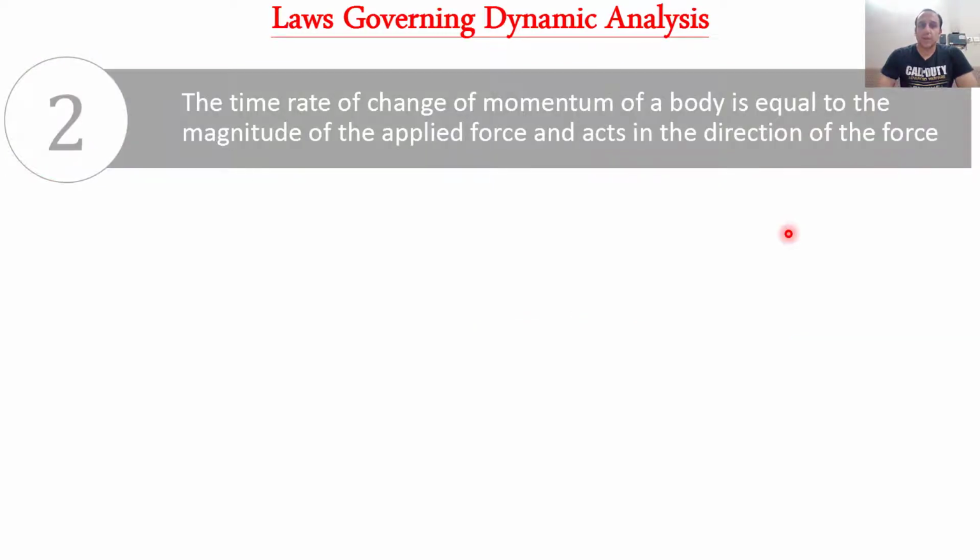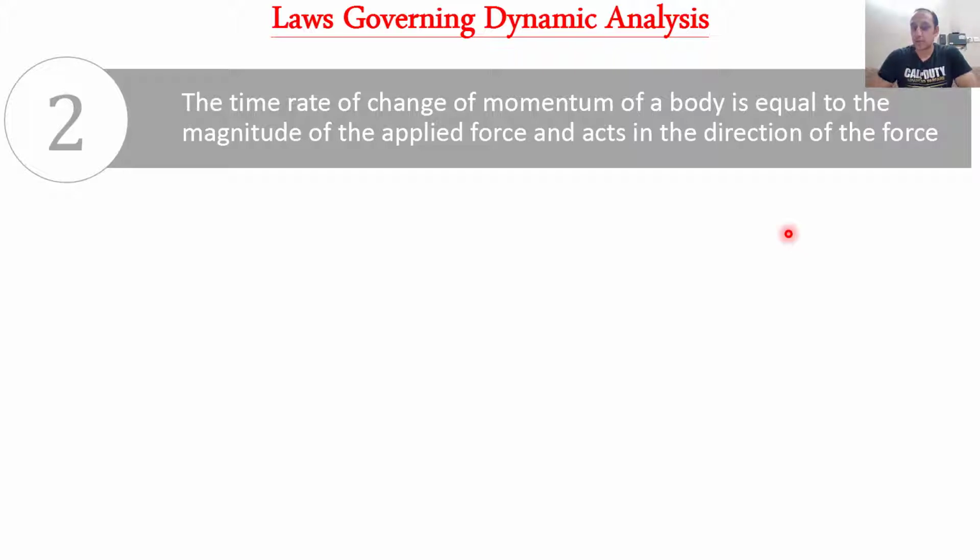So if we look at the second law, it says the time rate of change of momentum of a body is equal to the magnitude of the applied force and acts in the direction of the force. This is a bit different from the actual law which we studied in our earlier classes, which says the force is equal to mass times acceleration. But here we are talking about the time rate of change of momentum. Now we will see how the time rate of change of momentum is equal to the magnitude of the applied force.